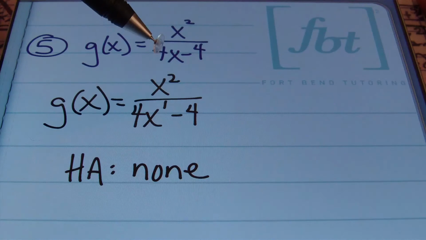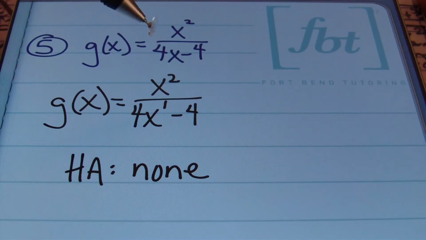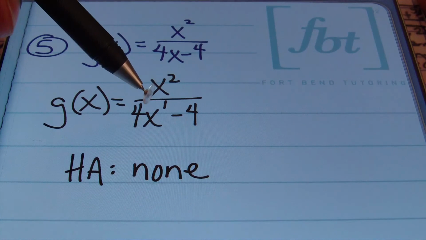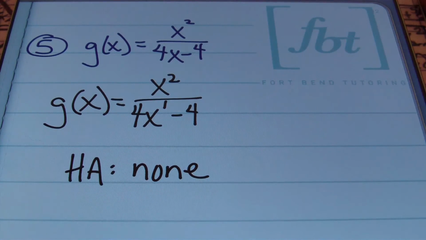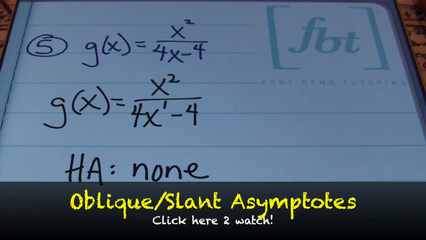Anytime your highest degree in the numerator is 1 more than the highest degree in the denominator, like in this case 2 is 1 more than 1, you'll have an oblique, aka a slant asymptote. Alright, so don't forget to check out the video on oblique slant asymptotes. You can check out this link right here. Alright, so check that out.